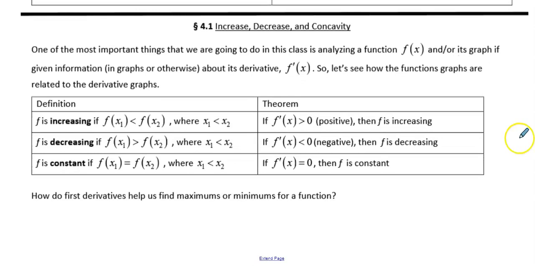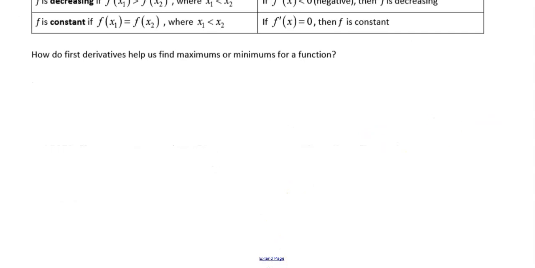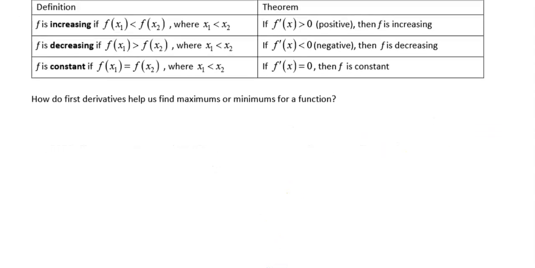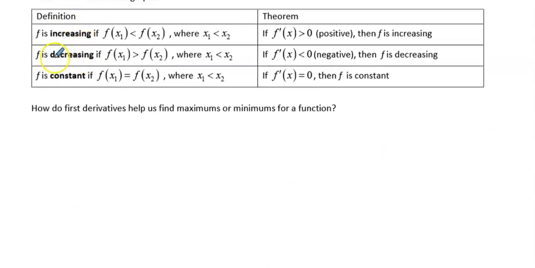So for 4.1, we're talking about increasing, decreasing, and concavity. And one of the things that we want to really truly make sure that we get is the nomenclature, how to actually get into what stuff means. So I'm going to go ahead and draw a very simplistic, straightforward graph.